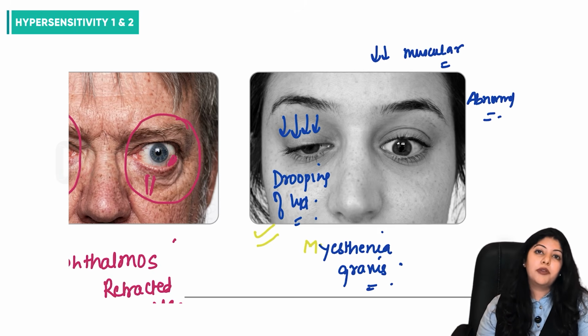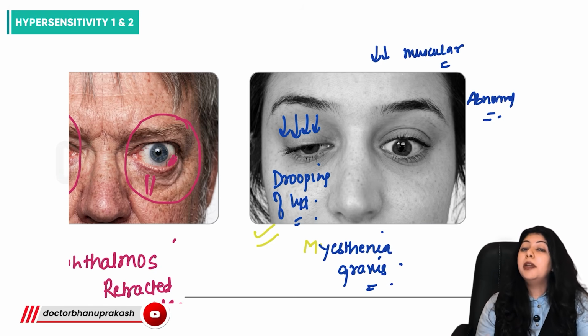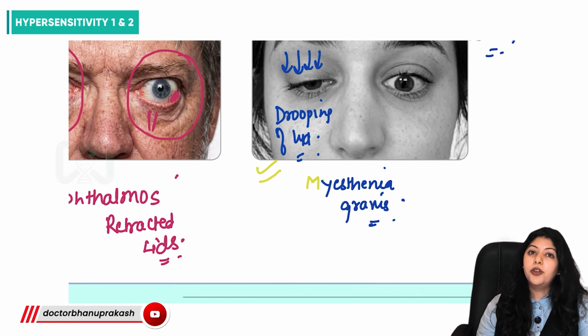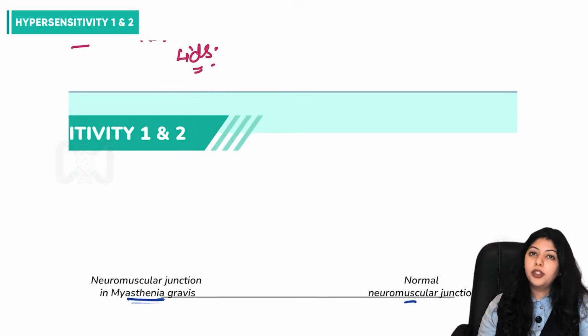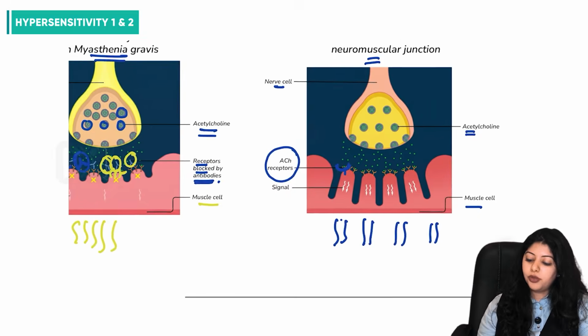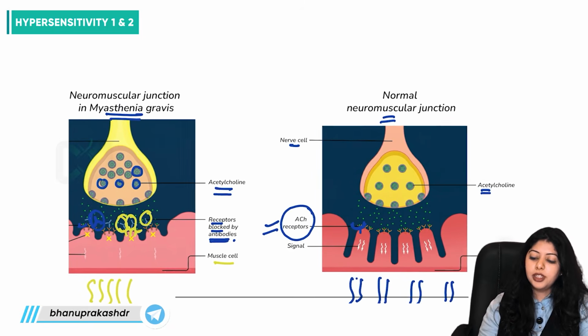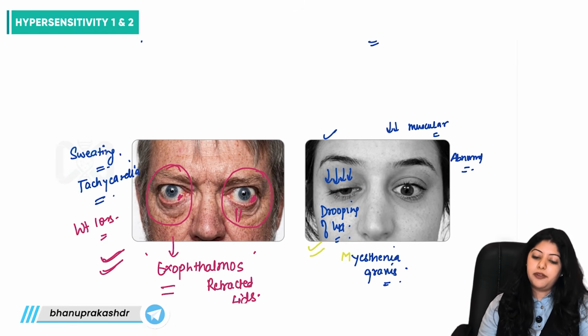So this type of reaction is an antibody-dependent cellular dysfunction where inhibiting antibodies are formed against certain receptors, right? So autoantibodies are formed against autoreceptors. And what was the receptor we were talking about? It was the ACh receptors, right? So this is the mechanism seen in myasthenia gravis.